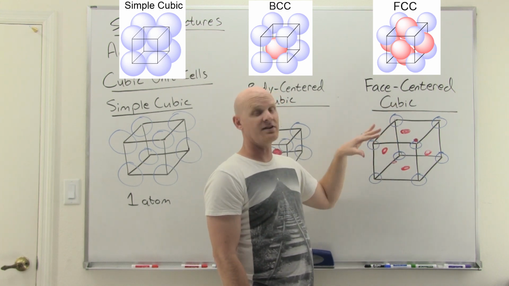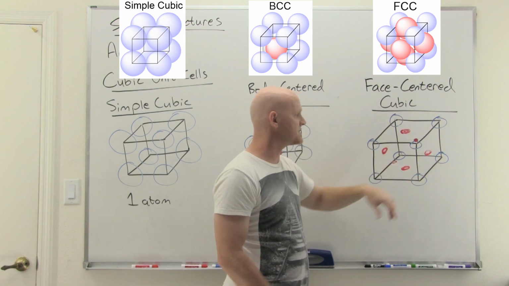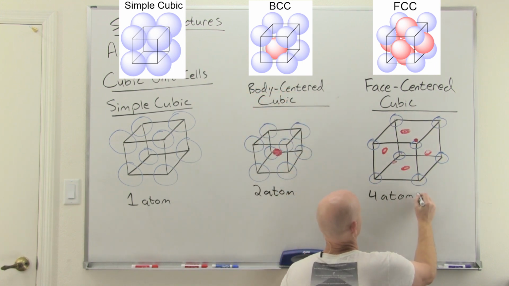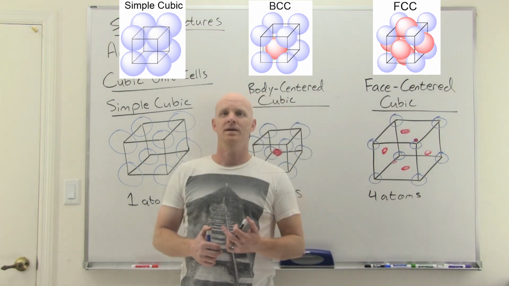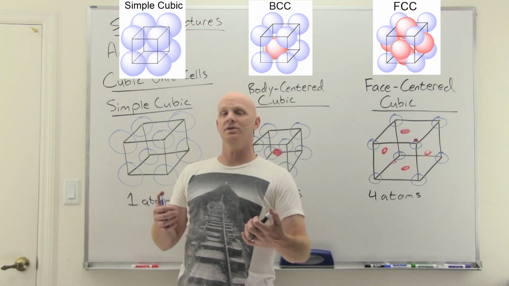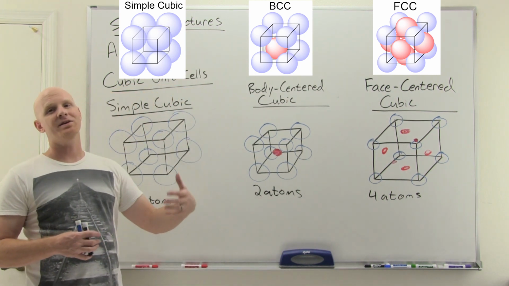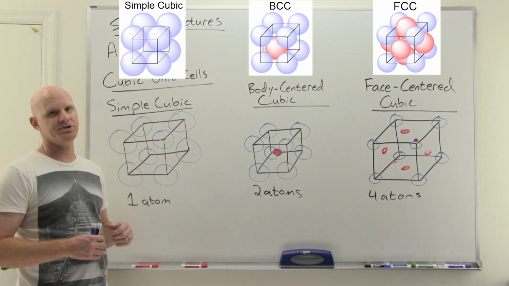And 6 times a half is an additional 3 atoms plus the 1 at the corners for a total of an occupancy of 4 atoms per unit cell. Next thing we need to talk about with regard to unit cells is what we call the coordination number. The coordination number deals with how many nearest neighbors every atom in the structure has.